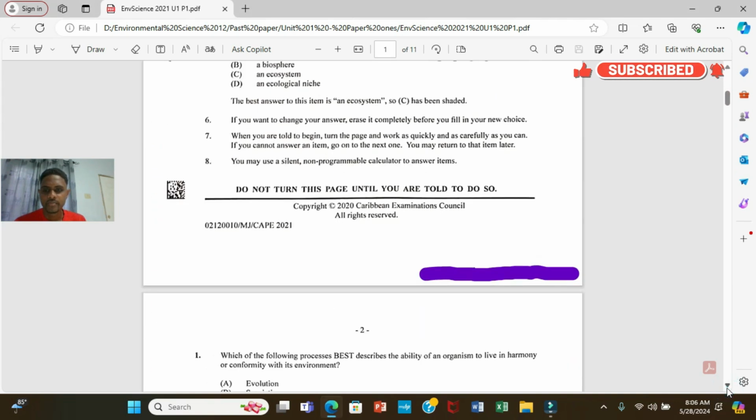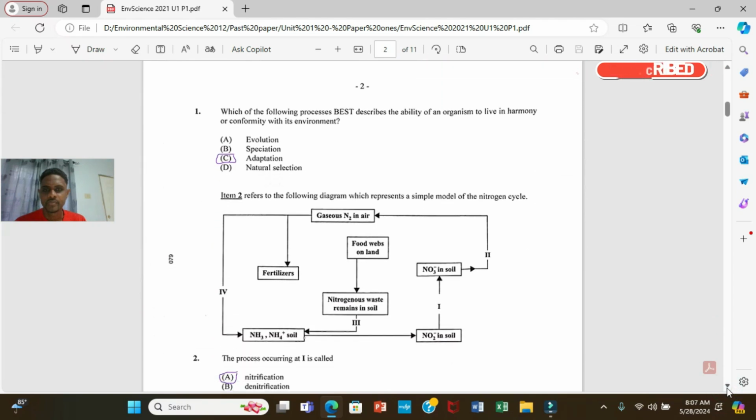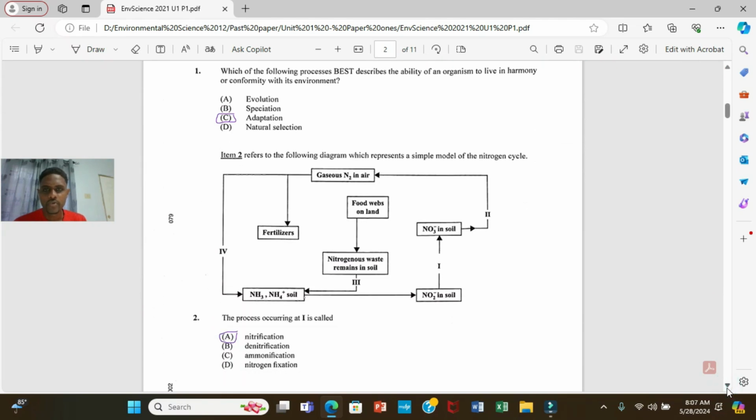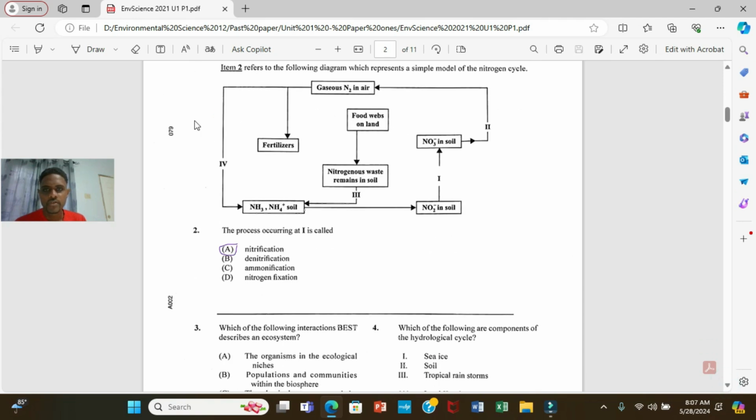Alright, number one goes, which of the following processes best describes the ability of an organism to live in harmony or conformity with its environment? The answer is C, adaptation. Number 2 refers to the following diagram, which represents a simple model of the nitrogen cycle. The process according to 1 is called, answer is A, nitrification.